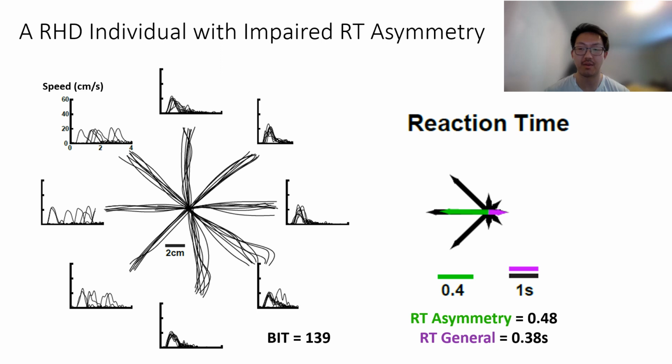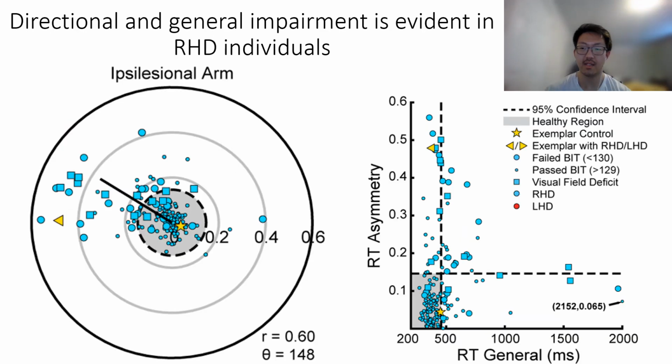The purple arrow highlighting the reaction time general of 0.38 seconds is similar to the previously shown control and may indicate that this person with stroke may be performing within healthy control range and thus not have reaction time general impairment. Next, let's examine reaching across our cohort of 162 right hemisphere damaged individuals. Each blue point in the radial plot represents the reaction time asymmetry and asymmetry direction of each individual. We calculated the 95% confidence interval using 204 healthy controls, which is represented as the dashed circle, to determine the boundary of impairment. Individuals with stroke outside of this dashed circle are deemed to be impaired.